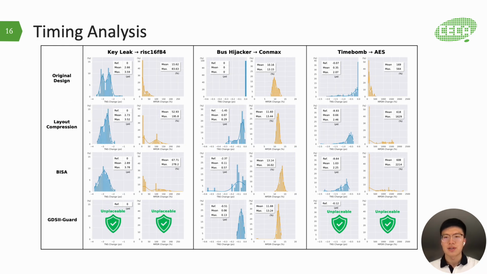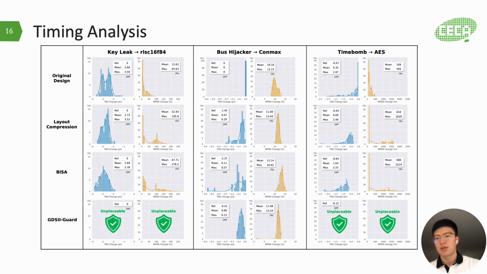For timing analysis, we show the change of the 2 timing metrics, TNS and MPDR, after Trojan insertion. The distribution of the metric values is derived given the various attack schemes. We can draw the following conclusions from the results.